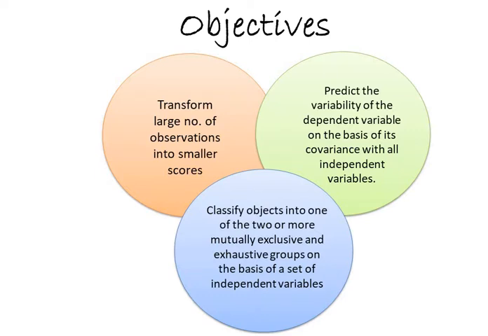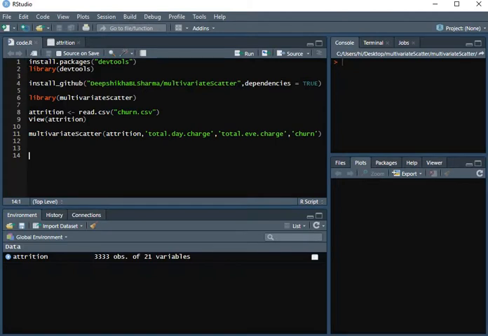Let us understand this with the help of an example. I have created a library called Multivariate Scatter in a repository on Github. You can find the link to this library in the description box. Now I'm going to load this library. This library contains a user-defined function which can be used to create multivariate scatter plots.